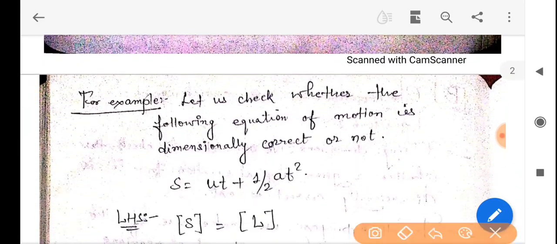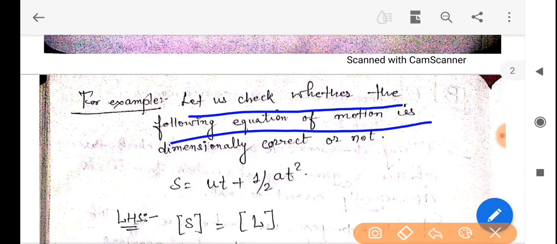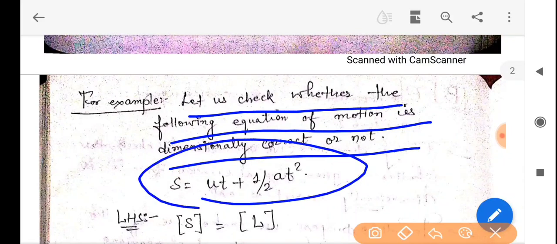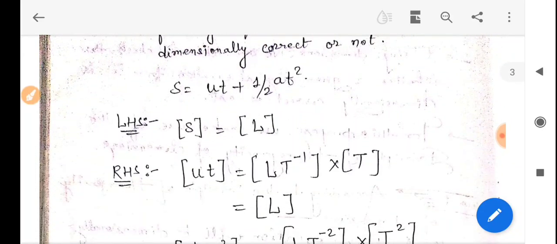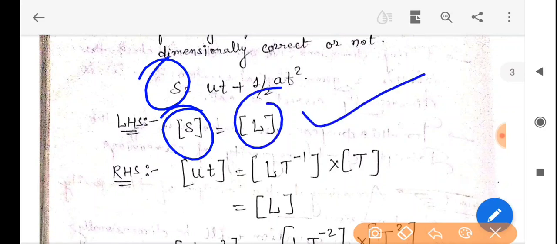Now let us take an example. Let us check whether the following equation of motion is dimensionally correct or not, the one we gave just now: S equals ut plus half at square. This is the second equation of motion. Looking at the LHS, this is displacement, and displacement has dimension L. The RHS has two terms, ut and half at square.